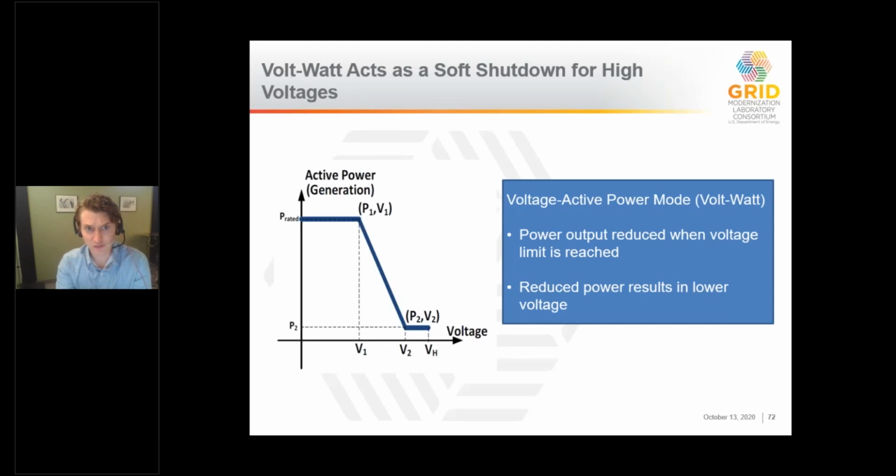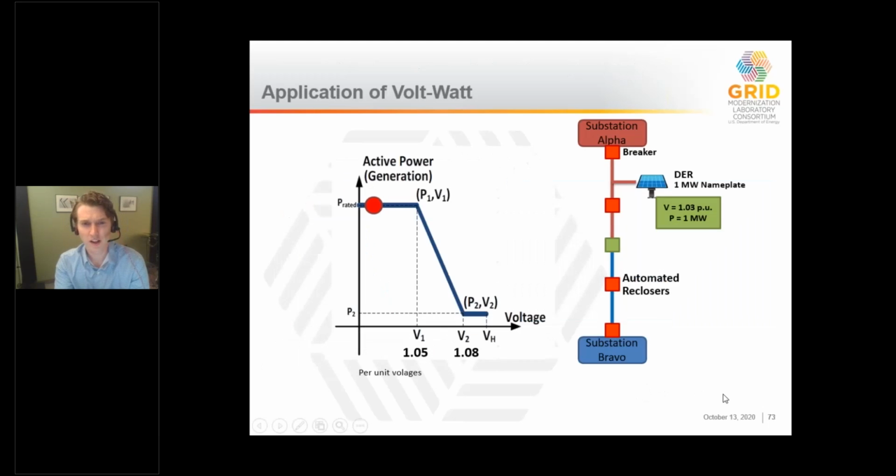The next function is this volt watt. And again, we're looking at the characteristic curve where for normal voltages, we have active power on the y-axis. The DER is just going to be operating at its full rated power. But if voltage exceeds some threshold, V1 in this case, the power starts to be adjusted downward to try to help manage that voltage locally. And let's, on the next slide, please, look at an example of this.